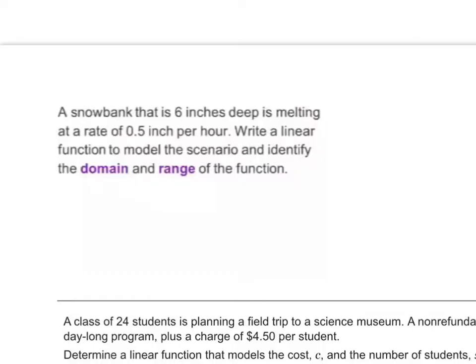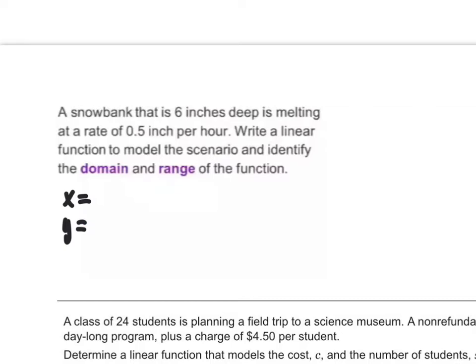The first question on the last page says, a snowbank that is 6 inches deep is melting at a rate of 0.5 inches per hour. It wants us to write a linear equation or linear function to model the scenario and identify the domain and range of the function. So here's what I've got. The first thing I want to do is say I've got an x value and a y value, and that helps us identify the domain and range of this function.